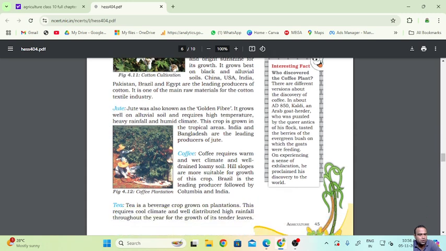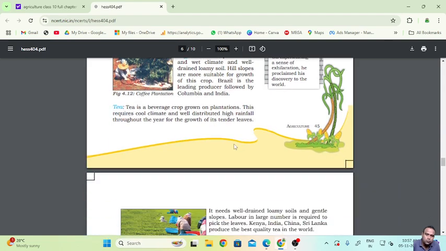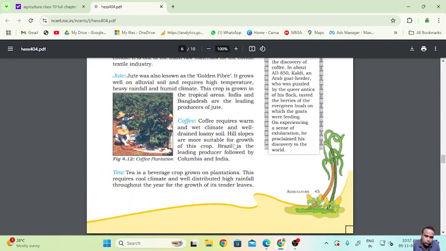So, next one is jute. Jute is also known as the golden fiber. It grows well in alluvial soil and requires high temperature, heavy rainfall, and humid climate. This crop is grown in the tropical areas. India and Bangladesh are the leading producers of jute. Coffee. Coffee requires warm and wet climate and well-drained loamy soil. Hill slopes are more suitable for growth of this crop. Brazil is the leading producer, followed by Colombia and India.